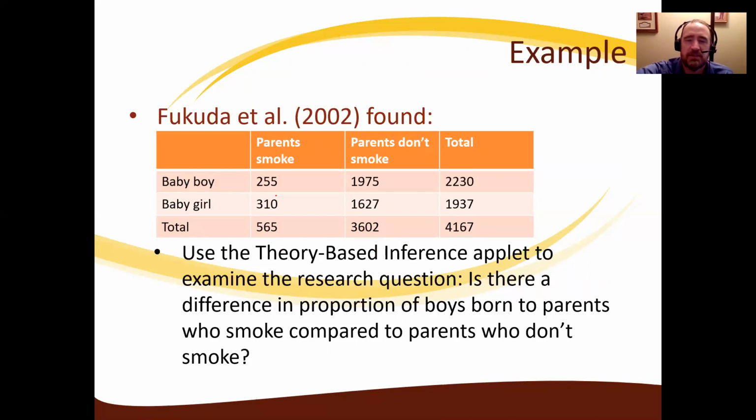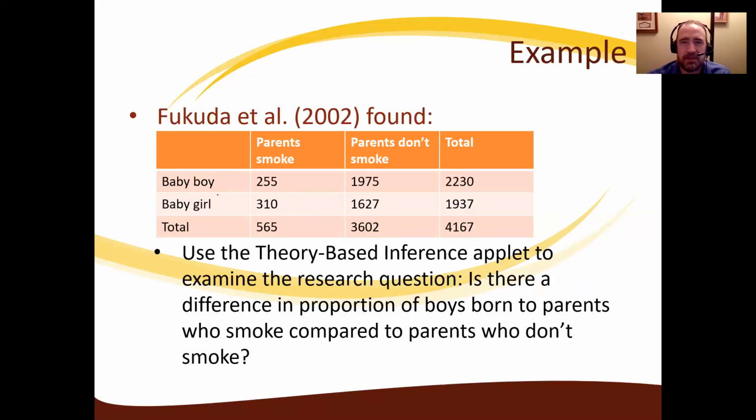Here, for whatever reason, Fukuda decided to focus on baby boy as success. We could have easily focused on baby girl as success, but we'll stick with what Fukuda did and look at baby boy as success. And so the question we can assume we're trying to answer here is, does it matter if you smoke or not to see what proportion of the children turn out to be boys? Is there an association between these variables, smoking or not, and the sex of the child? Or is there no association here?